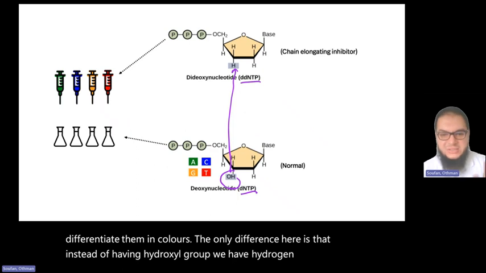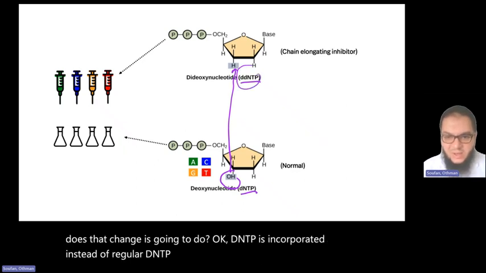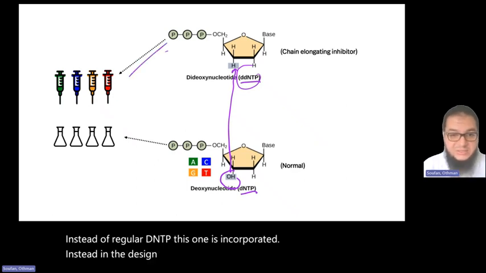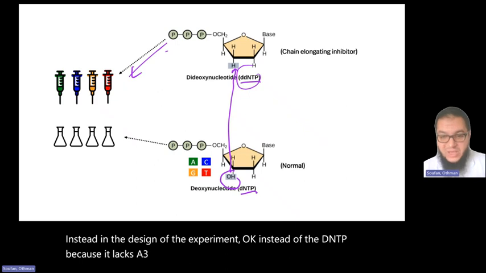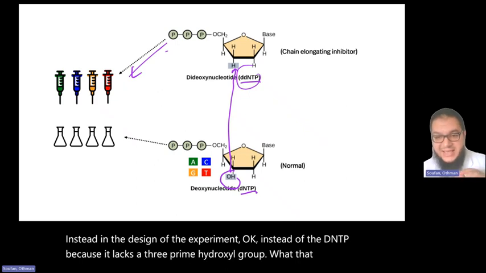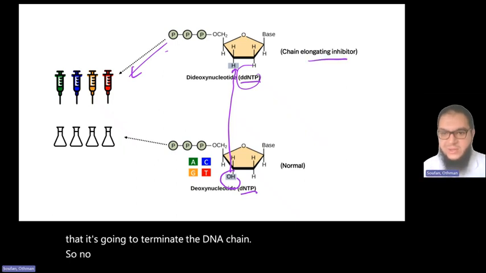And what is that change going to do? The ddNTP is incorporated instead of a regular dNTP in the design of the experiment, because it lacks a 3' hydroxyl group. What that means is that it's going to terminate the DNA chain. So no further elongation, no further extension.